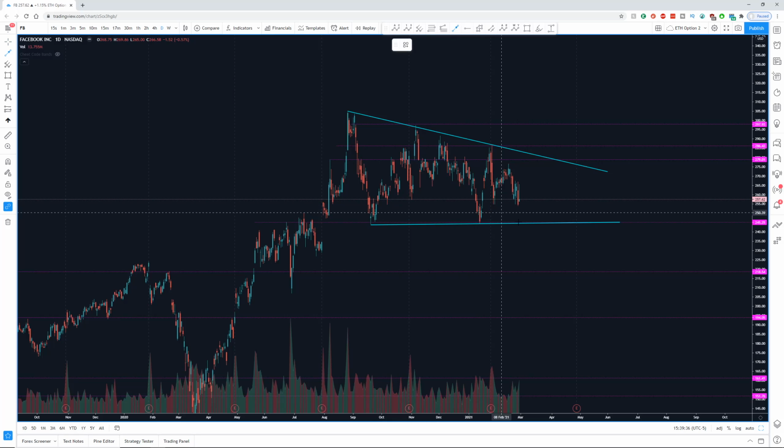And descending triangles actually have a higher probability of breaking to the downside than the upside. So if we were to continue to come to this bottom trend line right here, at some point there's a high probability that we'd break below this trend line and start to head downwards.